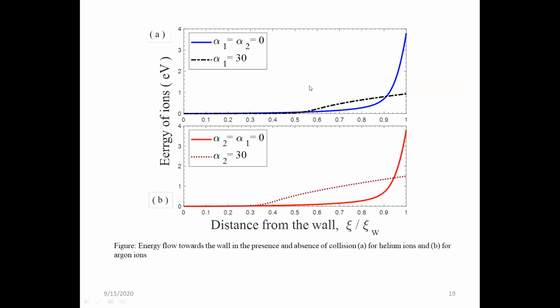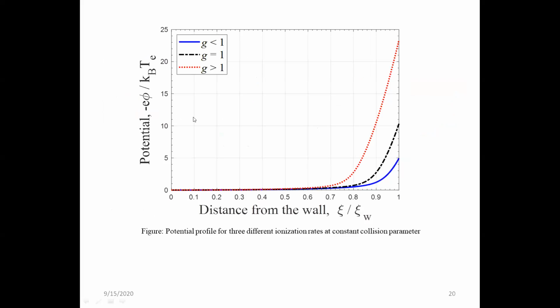This is the comparative study of the energy of the ions. We can clearly see that the energy of ions decreases in the presence of the collision, and this is the effect of electron impact ionization. When we increase the electron impact ionization, the potential sharply increases in the sheath region, but it has no significant effect in the pre-sheath part.